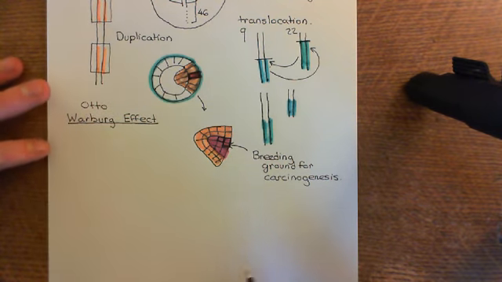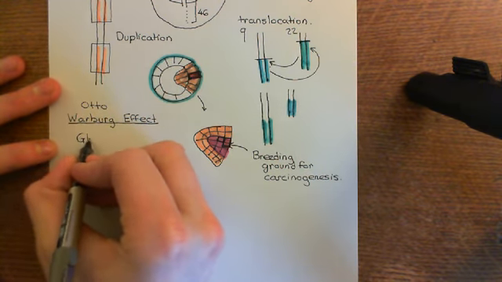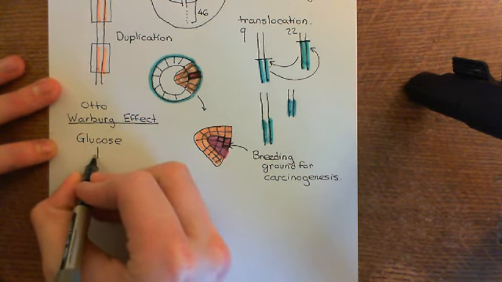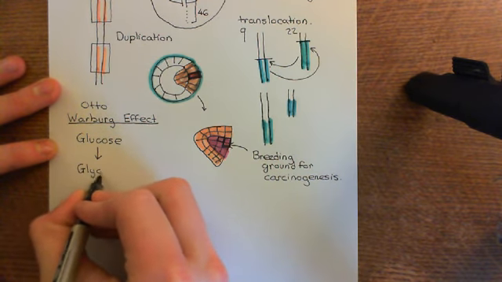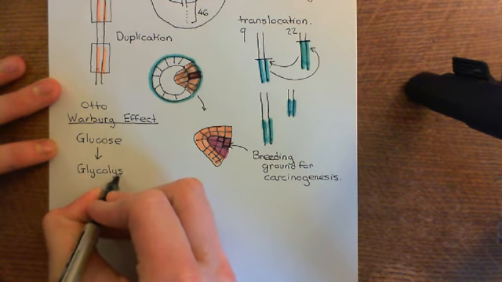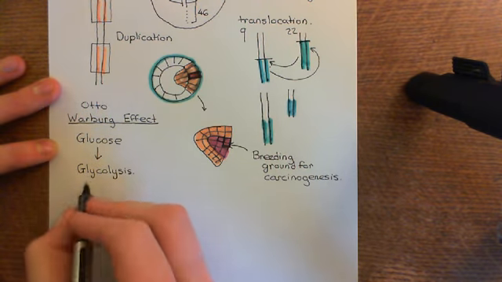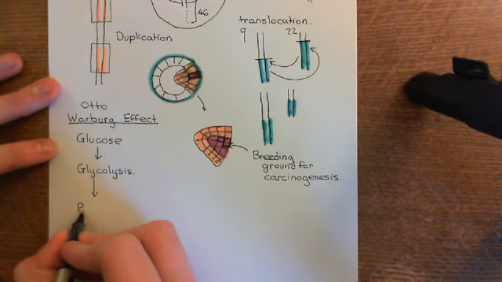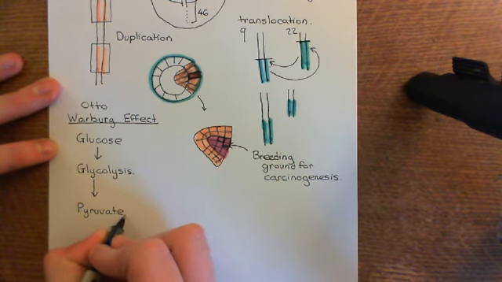Firstly, let me tell you about normal metabolism within cells. In normal metabolism within cells, you take up glucose. The glucose then goes through a series of reactions which are collectively known as glycolysis. Glycolysis is not a single chemical reaction. There are a huge number of reactions within glycolysis. But the overall product of glycolysis is that you get pyruvate molecules. You get 2 pyruvate molecules at the end of it.